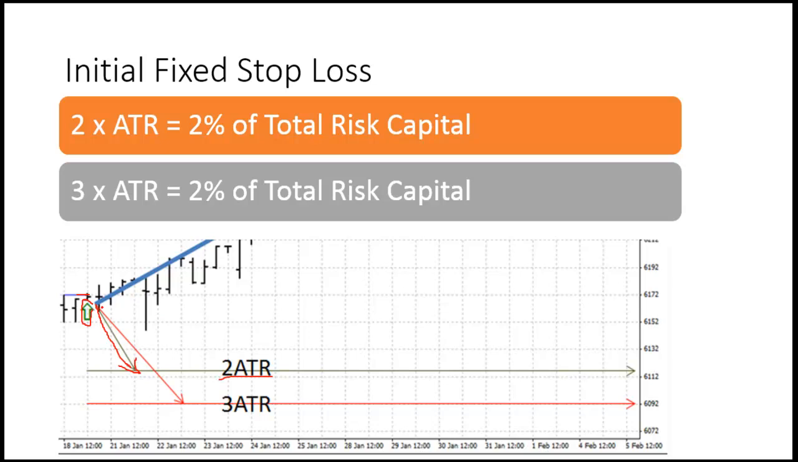If you decide to move your stop loss further out, say 3 times your average true range, you're not going to lose more. Why? Because you're going to still say, well, that still has to be 2% of my risk capital. That's a very clever trick. What that means is you can reduce your risk by moving your stop loss further out. The great benefit of that is you're still not losing more money. You're less likely to be stopped out, but you're not going to lose any more money.